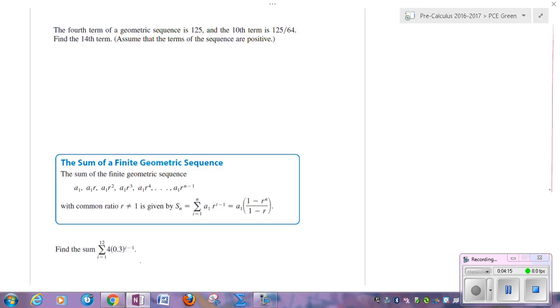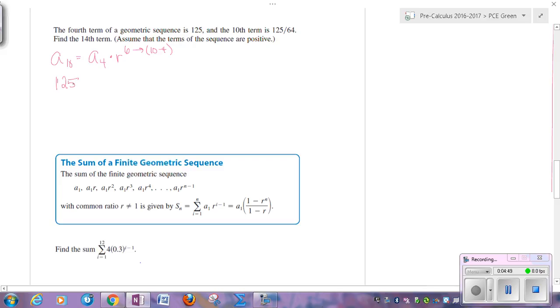Okay, so this one's a little bit different. We need to figure out what our common ratio is. So I'm going to go with the fact that a sub 10 is equal to a sub 4 times the common ratio, and that common ratio would be used 6 times. And the reason that I got 6 was because I said, well, it's the 10th term minus the 4th term. Okay, so the 10th term is what happens when you take the 4th term and multiply it by the common ratio 6 times.